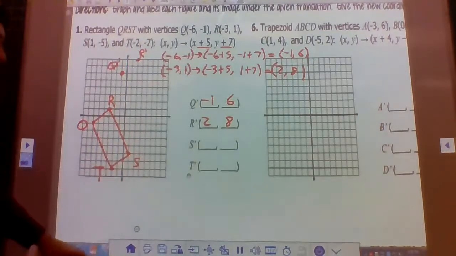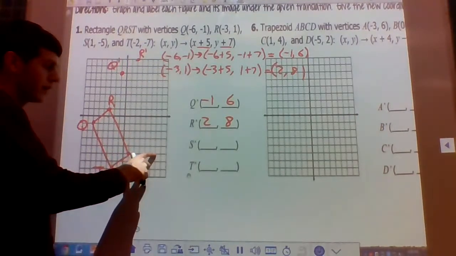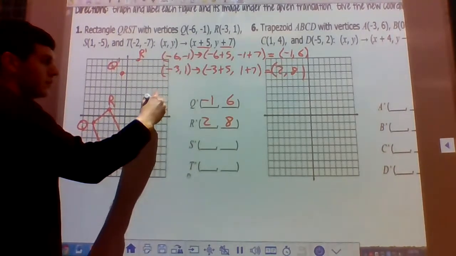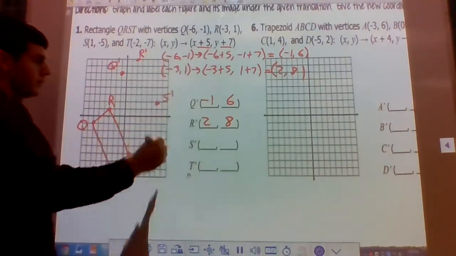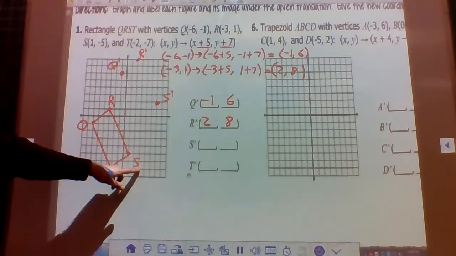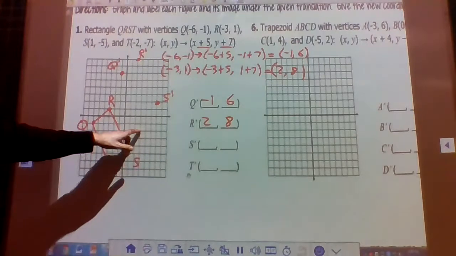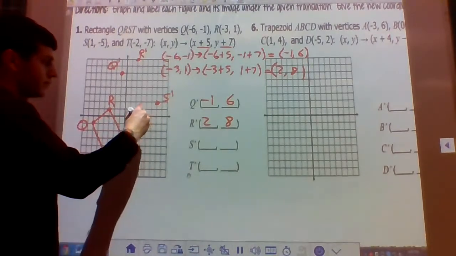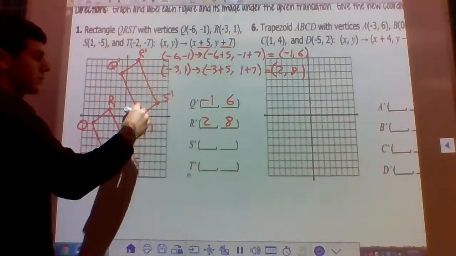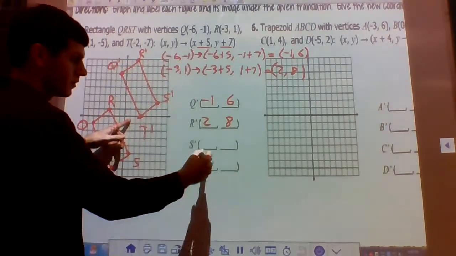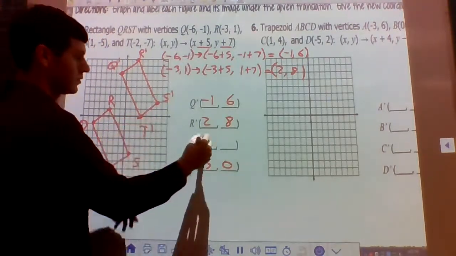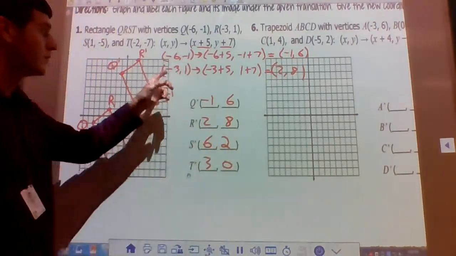Okay, and again, we can count these. So 1, 2, 3, 4, 5, and then up 7. 1, 2, 3, 4, 5, 6, 7. That is S prime. Okay, then 1, 2, 3, 4, 5 to the right, and up 7. 1, 2, 3, 4, 5, 6, 7. And this would be T prime. Okay, so again, we can then just plot this should be 3, 0. And this one should be 6, 2. Okay, but let's put them in and just make sure here.